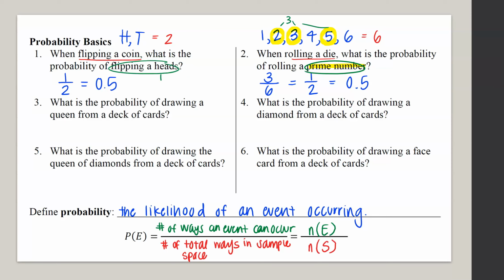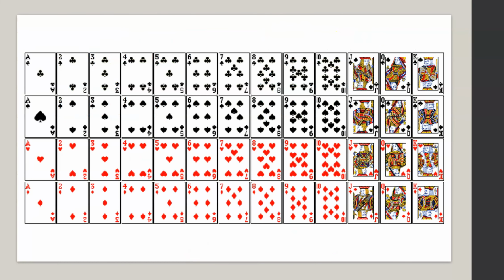Something you will have to be familiar with in order to answer questions 3, 4, 5, and 6 is what a deck of cards looks like, how many of each type of card there are in a deck of cards. So at this time, you can pause the video with this deck of cards in front of you to answer questions 3 through 6.